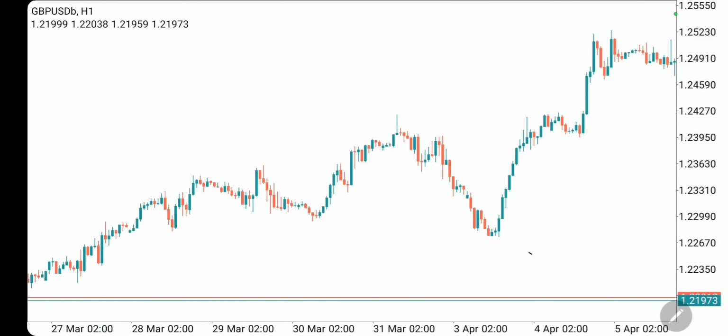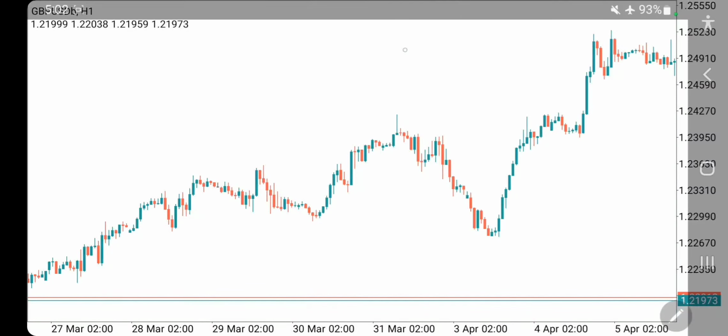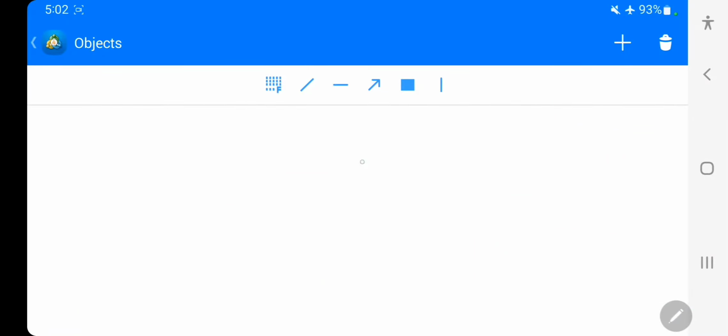To get it, you go to your chart right here. You can see this. You come here. This is the Fibonacci retracement tool right here. This one. This is the Fibonacci retracement tool. All right, so you click on it.